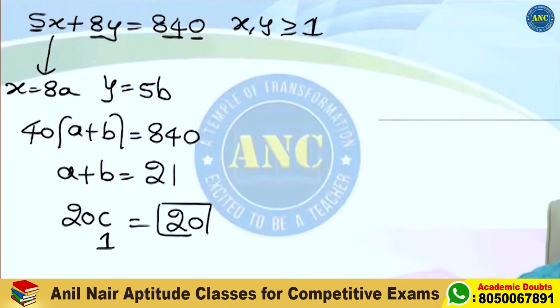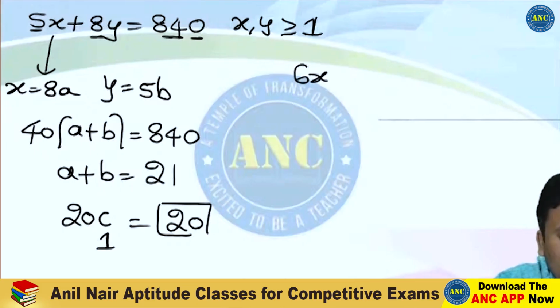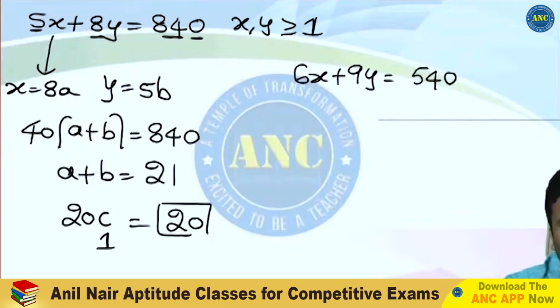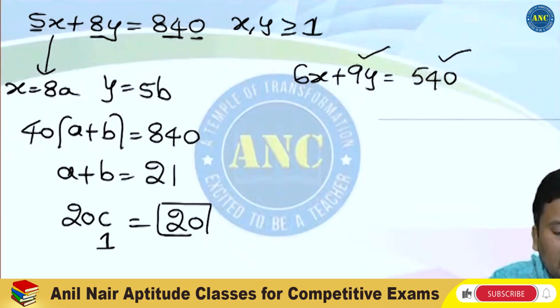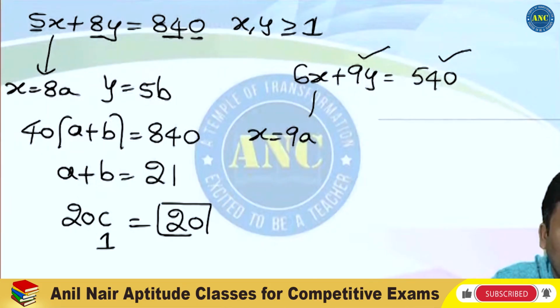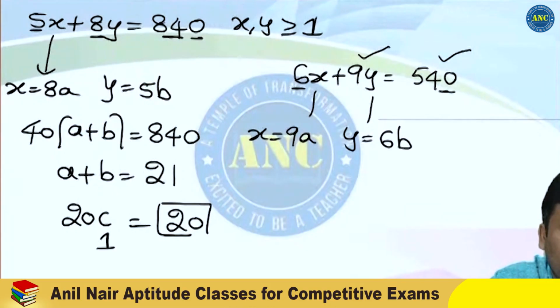I hope it is clear. 6x plus 9y equals 540. Divisible by 9, so x should be divisible by 9, 9a. Divisible by 6, so y should be divisible by 6.